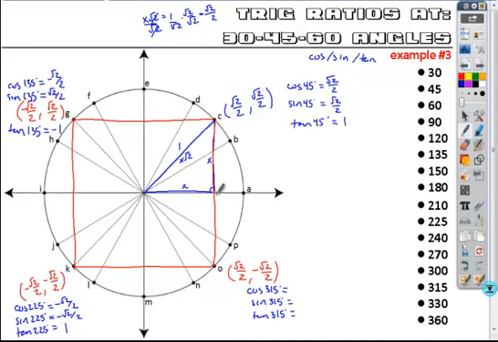Okay, and at 315, we have a root 2 over 2 for the cosine or x value, a negative root 2 over 2 for the sine, the y value. And then the tangent is the ratio of those when you divide, which is also going to be negative 1. Okay. So any questions about finding those? Okay, so we found all of these.